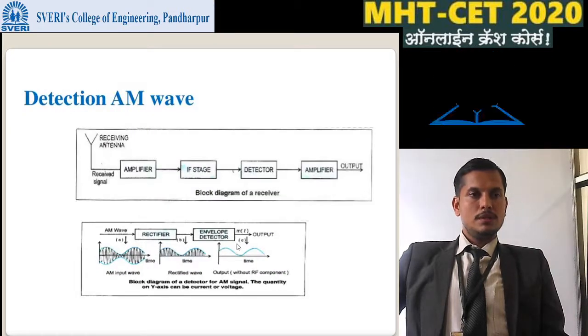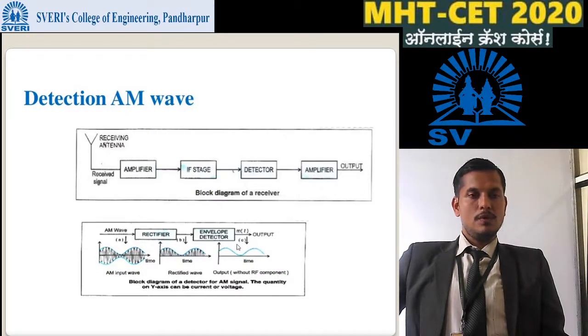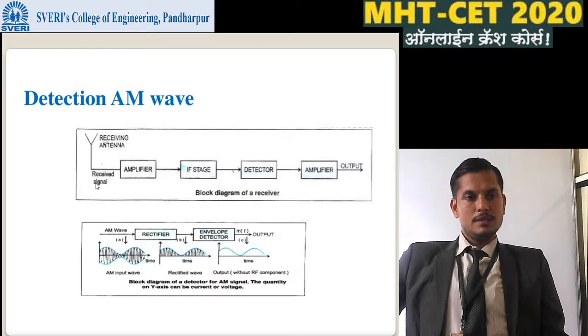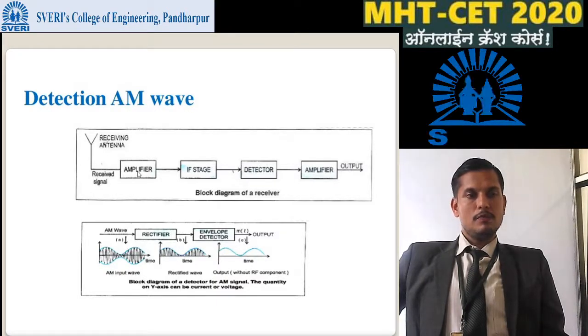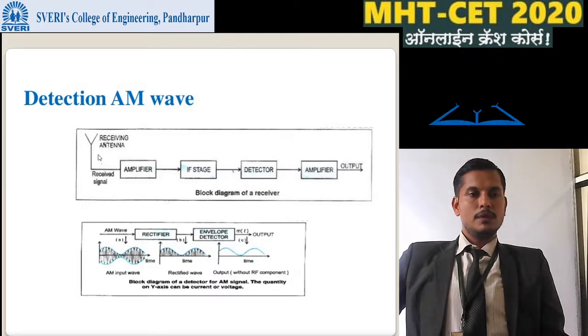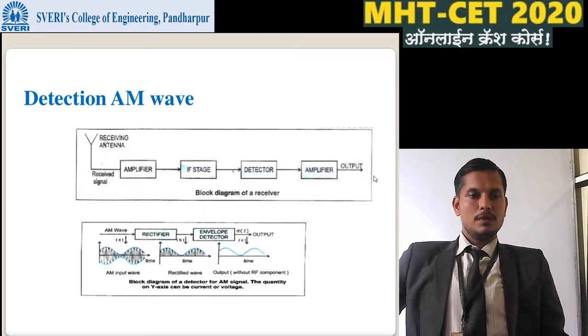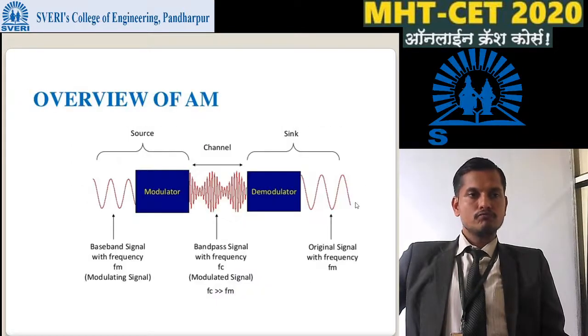Next is detection of these AM waves. The receiving antenna gives the received signal, then the amplifier, then the IF stage, detector, once again an amplifier, and the output. This is the block diagram of the receiver, where we receive the signal through the receiving antenna. These are suitably amplified, and after amplification we give that to the output.